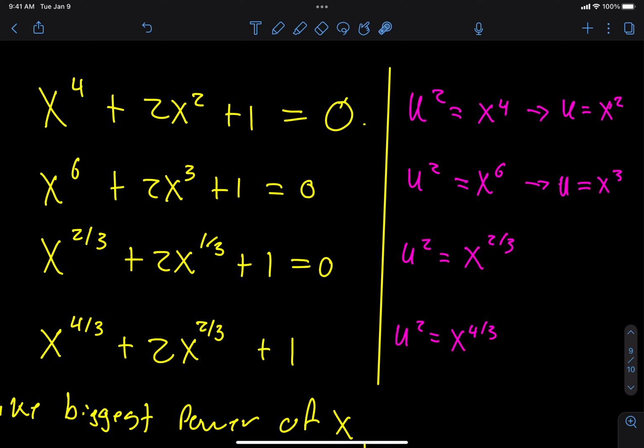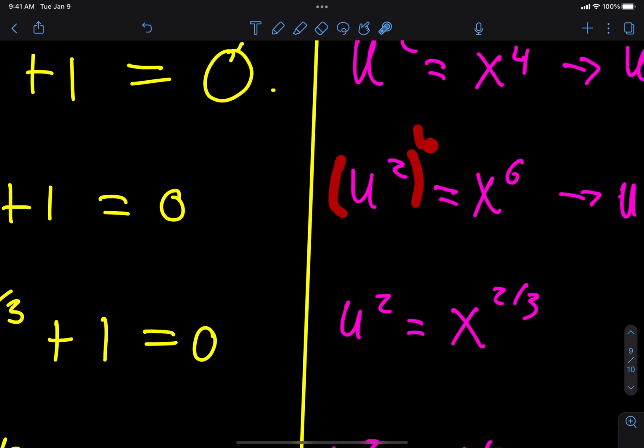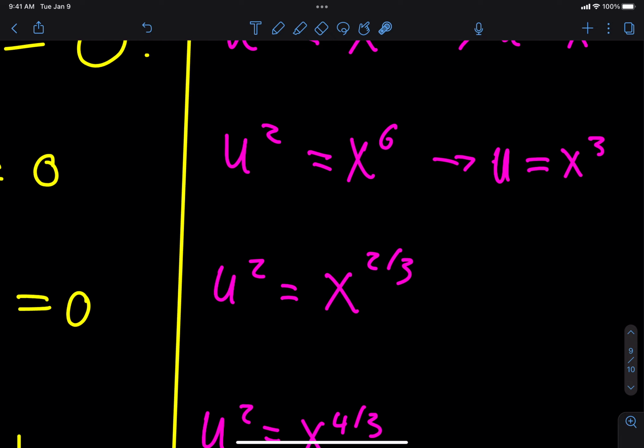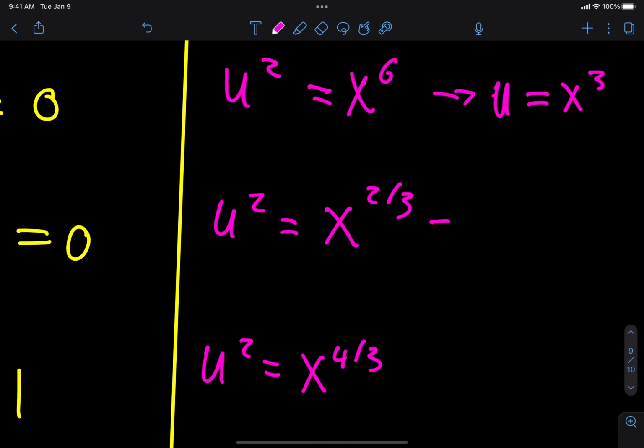How would we do that? We would do a 1/2 root on both sides, or 1/2 power. So a 1/2 power is the same as a square root. If I do it like this, then what am I supposed to do with the powers? Add or multiply? We multiply the powers when we do something like this. If I do 6 times 1/2, I get 3. Okay, next one. What's u going to be? x to the 1/3. Very good. And the next one, what's u going to be? x to the 2/3. Very good.